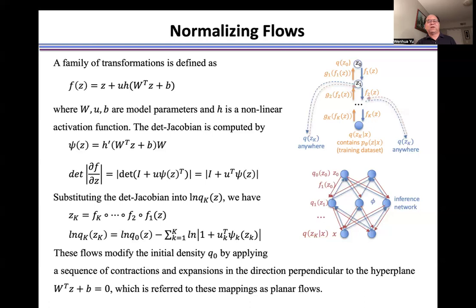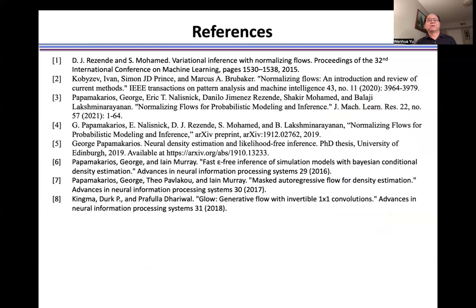These flows modify the initial density Q0 by applying a sequence of contractions and expansions in the direction perpendicular to the hyperplane, which is why these mappings are referred to as planar flows. For more details, please check these references.